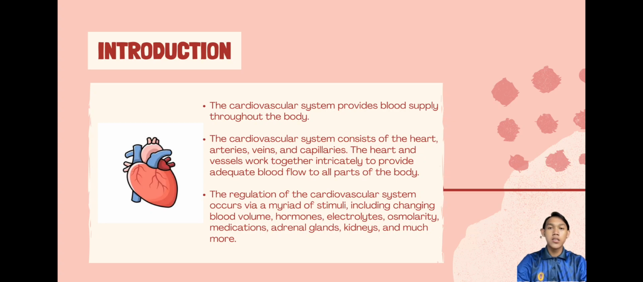The cardiovascular system provides blood supply throughout the body. The cardiovascular system consists of the heart, arteries, veins, and capillaries. The heart and the vessels work together intricately to provide adequate blood flow to all parts of the body. The regulation of the cardiovascular system occurs via a myriad of stimuli, including changing blood volume, hormones, electrolytes, osmolarity, medication, adrenal gland, kidneys, and much more.